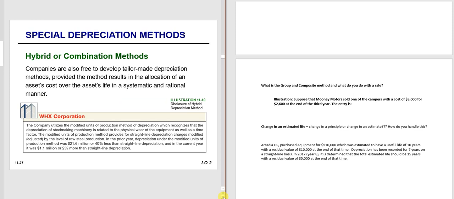Okay, there is one other method. We don't talk about it much, but if there's a reason that you would change your depreciation method a little bit because it makes your financial statements more accurate, then you go ahead and do it. It just has to be systematic, and it has to be a rational reason why you're doing it.